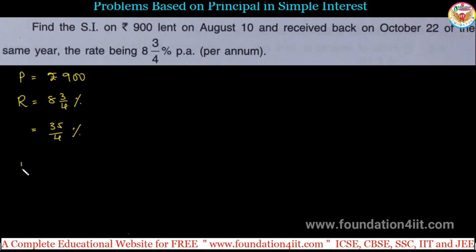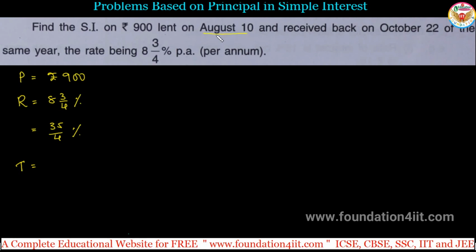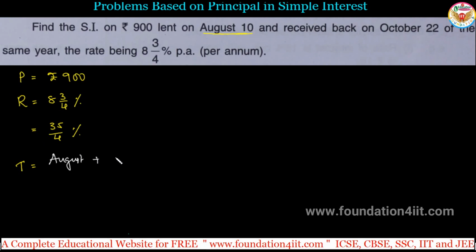Now to calculate the time, the time is August 10 to October 22nd. Whenever they mention dates, the starting date, which is the lent or depositing date, should not be taken. So August 10th we should not take. From August 11th onwards you have to count. Now let us see this data. So time is August plus September plus October. These 3 months.